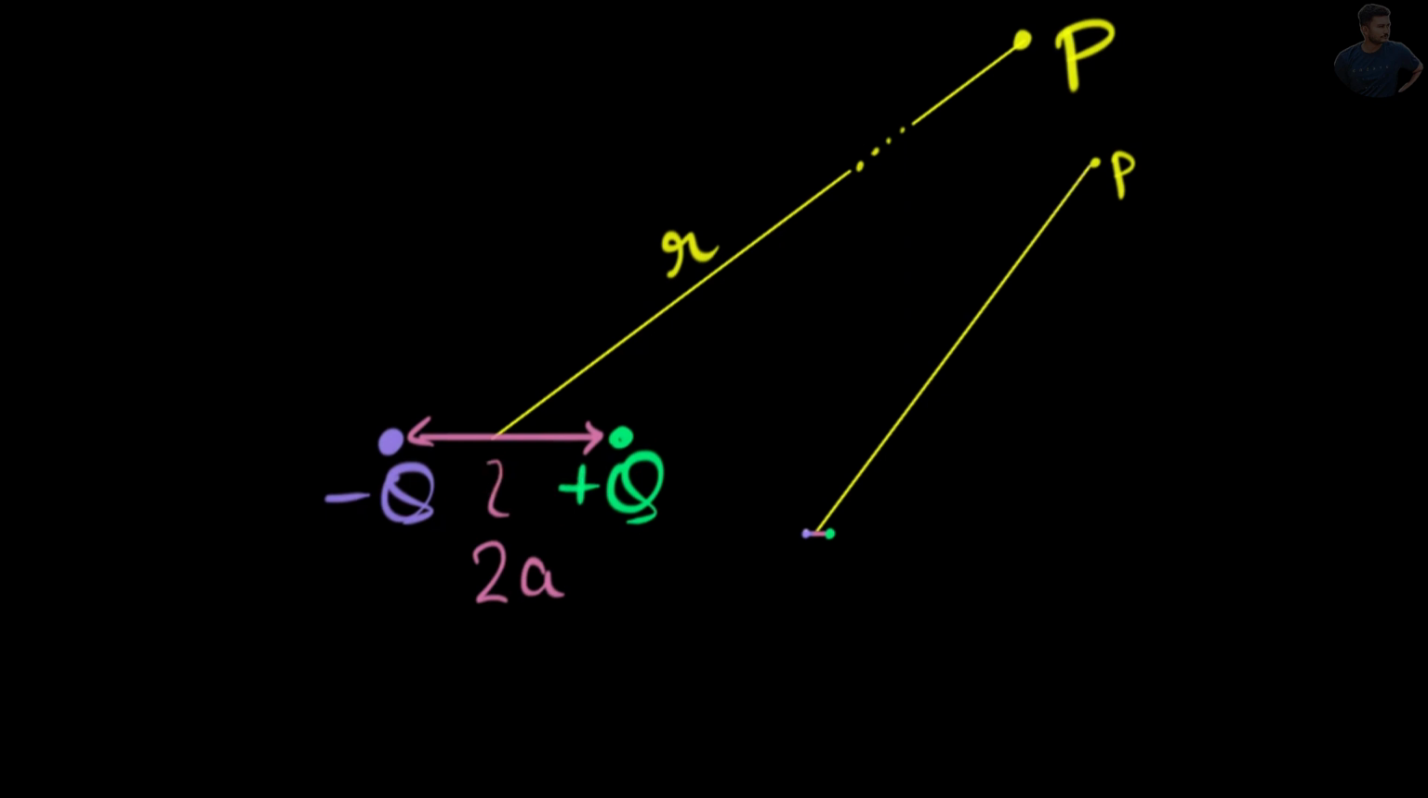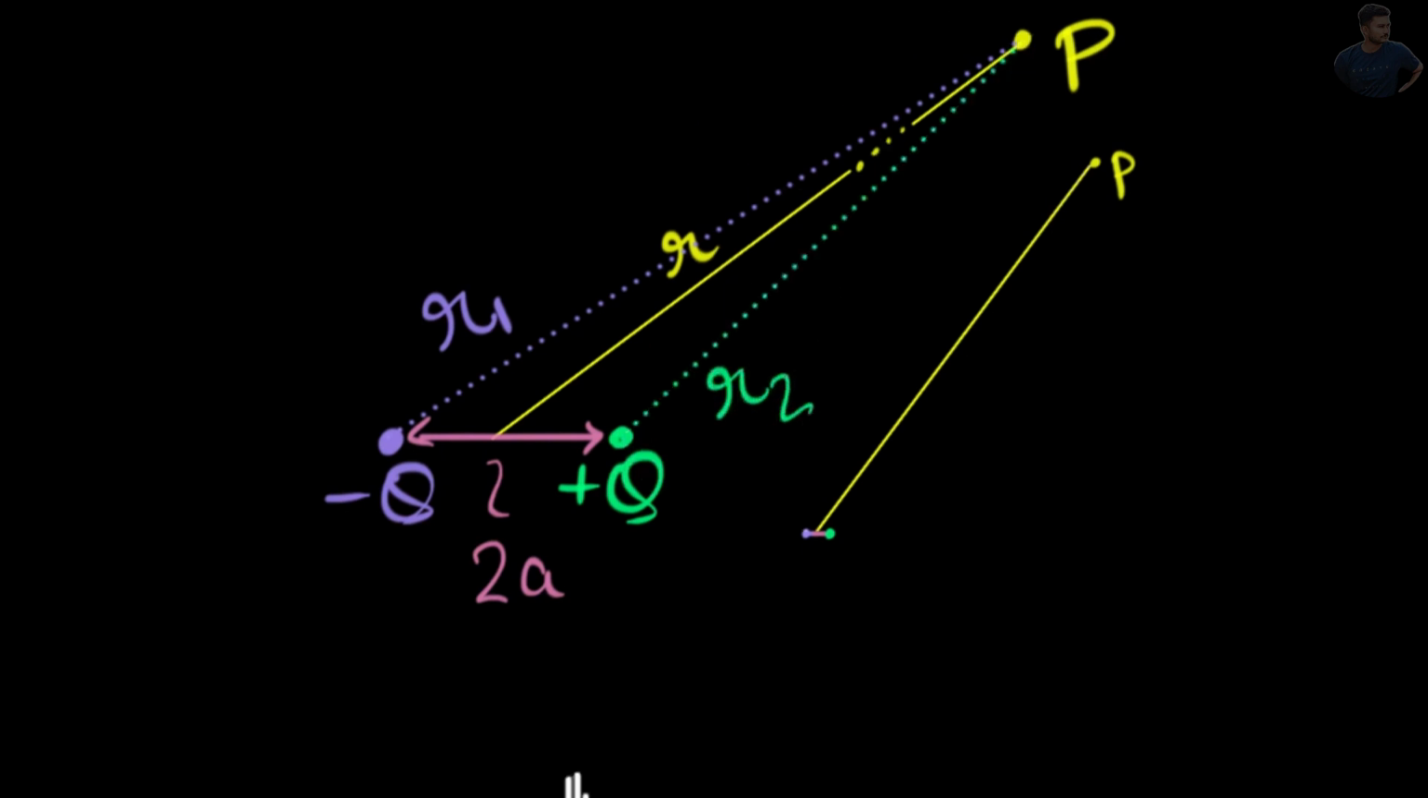So I'm going to draw some lines from here. Let's call the distance from here to here R1. And from here to here, let's call that distance R2. And now in terms of R1 and R2, we can write down what the electric potential is going to be. It's due to this plus due to this.